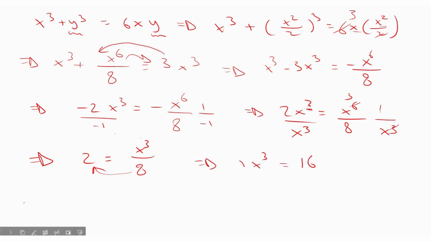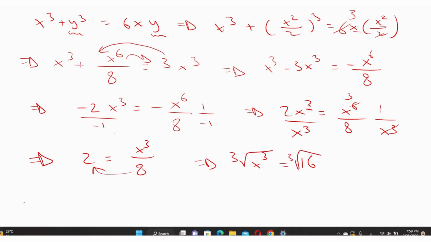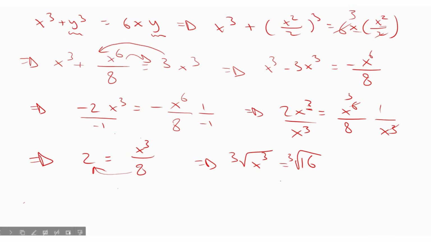Now taking the third root of both sides, we will get the third root of 16, or we can write it in another way, 2 power 4 over 3, because 2 power 4 is 16, and the third root means power 1 over 3, so we can write it in this way.